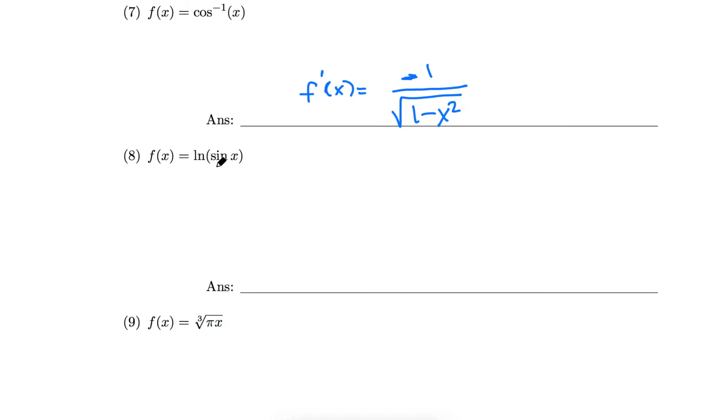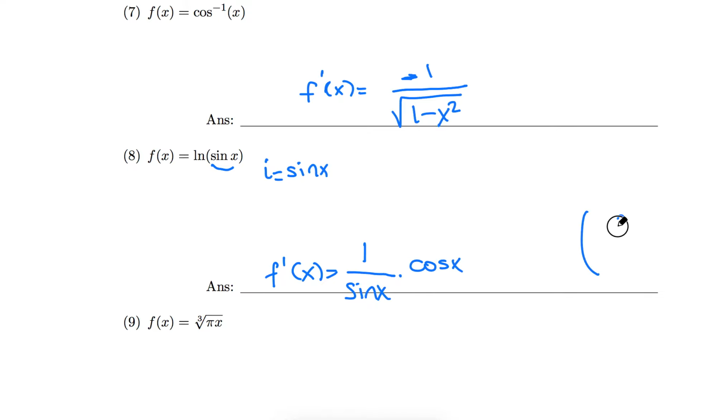Number 8 is ln of sine x. So here we're going to use the chain rule, where our inside function is equal to sine x. So f prime of x is derivative of ln of I. So that's 1 over I, and I is sine x, times the derivative of sine x, cosine x. You could also immediately write cosine x over sine x for your answer. And if you write cotangent x, that would also be correct.